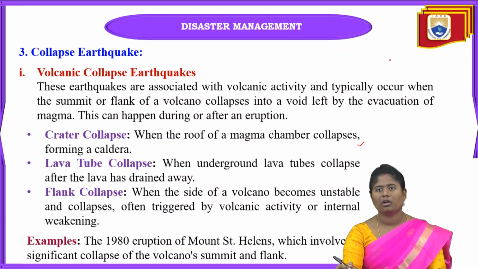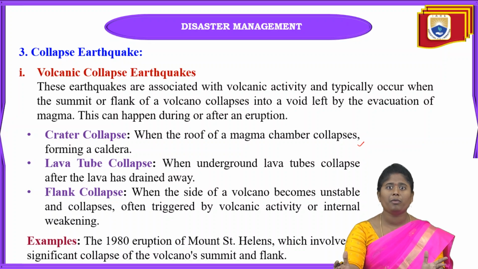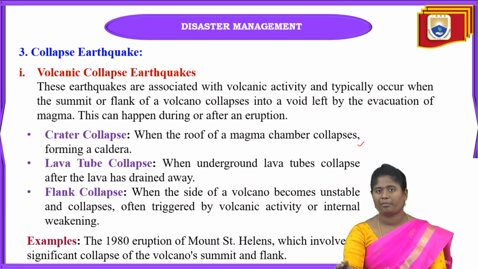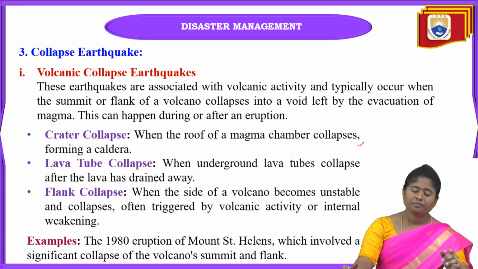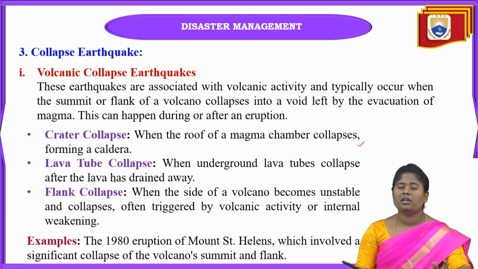In flank collapse, when any side of the volcano becomes unstable, it will automatically collapse. Of course, when a volcano eruption is going on, it will be very stable. But when the side of the volcano is not stable, it will collapse. That will be triggered by the volcanic activity or any internal weakening of that structure. The main example of this volcano collapse earthquake is in 1918 near Mount St. Helens, where this type of volcanic collapse earthquake occurred.